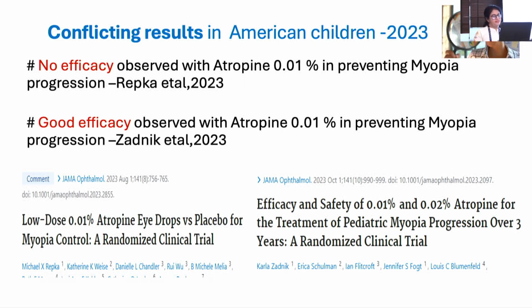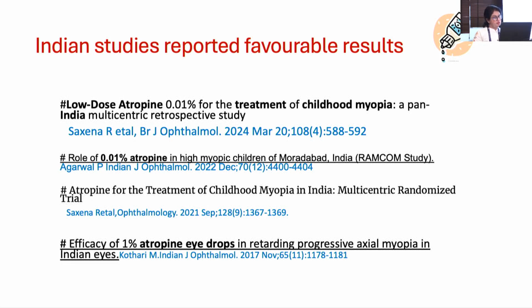Recently, there were some conflicting results regarding the effectiveness of 0.01% in American children. That is, there were 2 studies showing conflicting results between no efficacy and good efficacy. That was in American children. But there are numerous Indian studies, most of which reported favorable results.